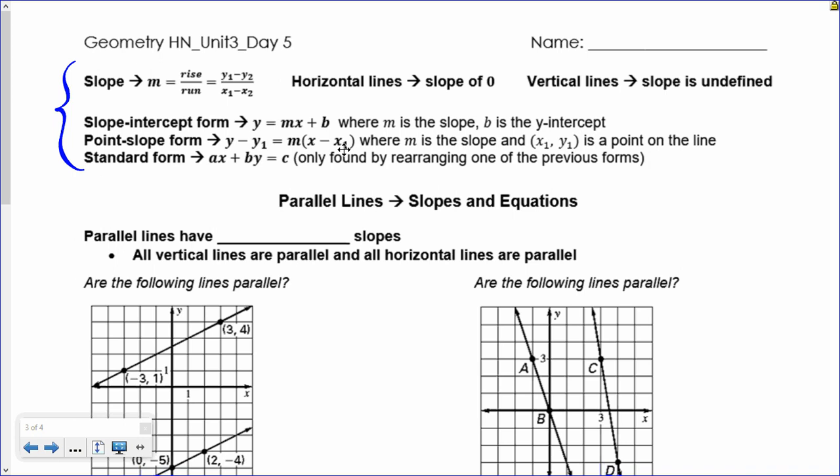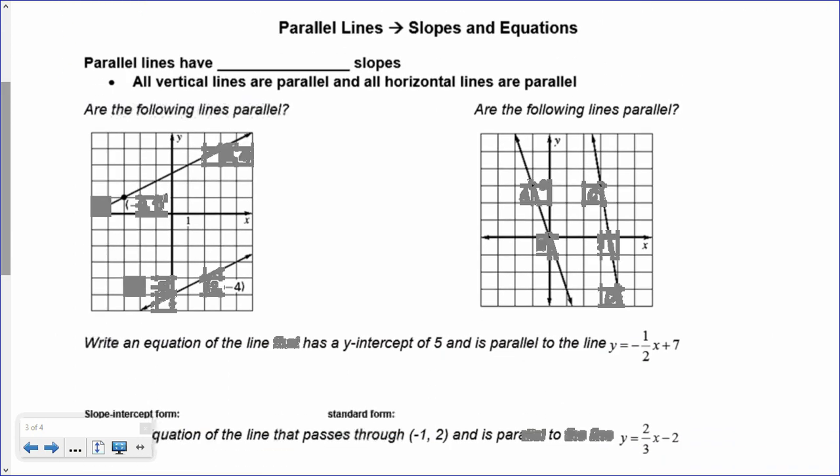And then you have standard form, which you can only find by having either of these 2 first, and then you rearrange the terms. So we're going to be practicing how to write all 3 of those different forms of equations when we get to that part of the lesson. So you do have to remember what they look like and their names. So be sure you're okay with that. We'll come back to that when we actually need it. But let's go ahead and jump right into talking about parallel lines.